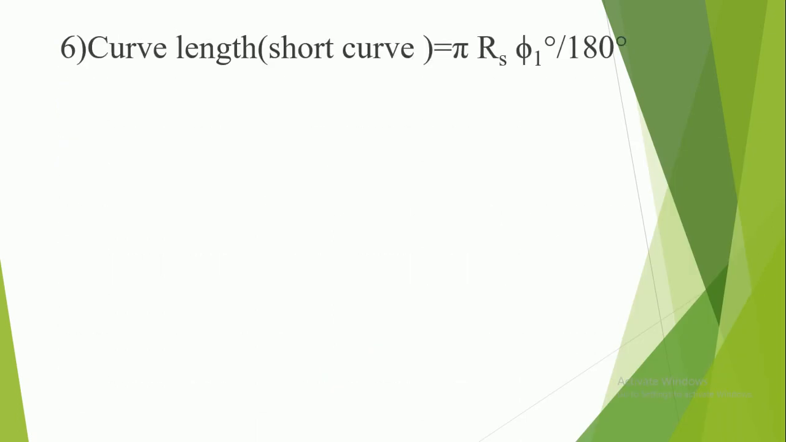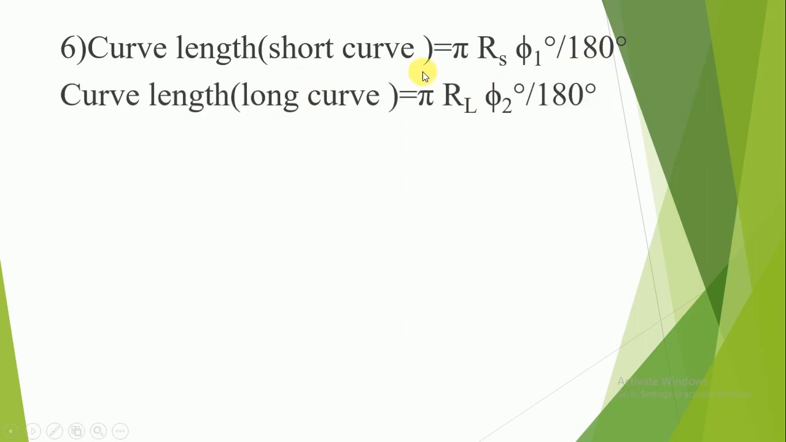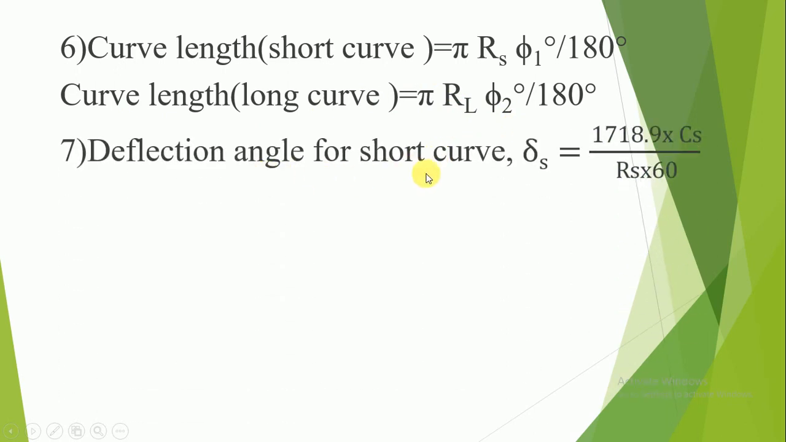So now curve length as usual, pi r phi by 180 degree for the shorter curve, and in order to calculate the curve length of the long curve, make use of the corresponding radius of the long curve and that of the deflection angle. So now the next step is the calculation of the deflection angle of the short curve.